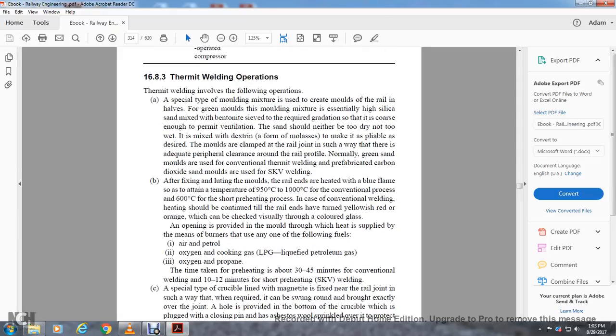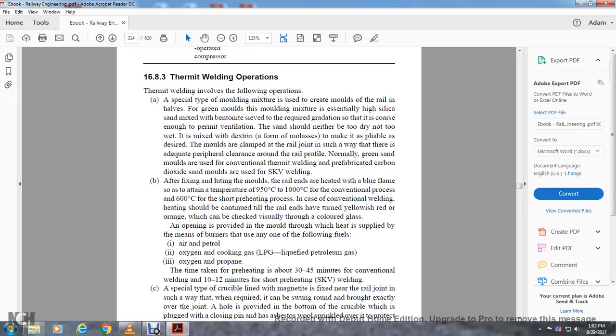16.8.3 Thermite welding. Thermite welding involves the following operations. A special type of molding mixture is used to create the mold of the rail, with halves of the green molds made of the molding mixture, essentially high silica sand mixed with bentonite, sieved to the required gradation, with cores for the inner permanent ventilation. The sand should neither be too dry nor too wet, and is mixed with dextrin or a form of molasses to make it pliable as desired.